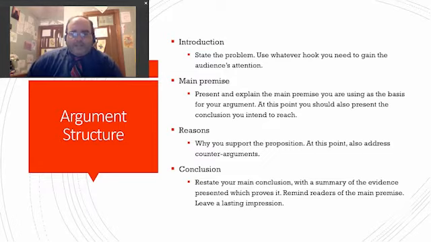Then you have reasons why you support the proposition. At this point, also address counter arguments. Look at what your opposition is saying in relation to this. Find a way to address those counter arguments and refute them. And then finally get to the conclusion, where you restate your main conclusion with a summary of the evidence presented which proves it.